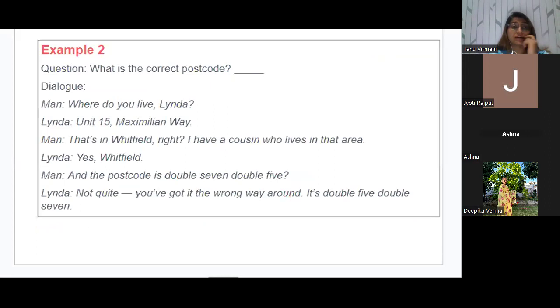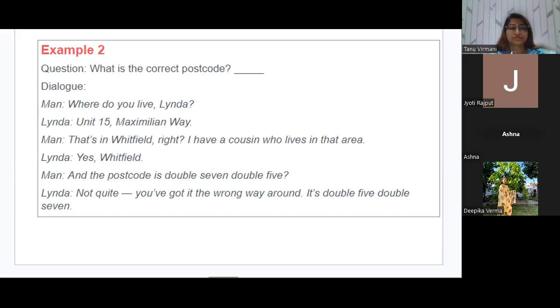You have to look for the correct postcode here. Man says, "Where do you live, Linda?" Linda says, "Unit 15, Maximilian Way." "That's in Wildfield, right? I have a cousin who lives in that area." "Yes, Wildfield. And the postcode is 7755." Linda says, "Not quite. You have got it the wrong way around. It's 5577."